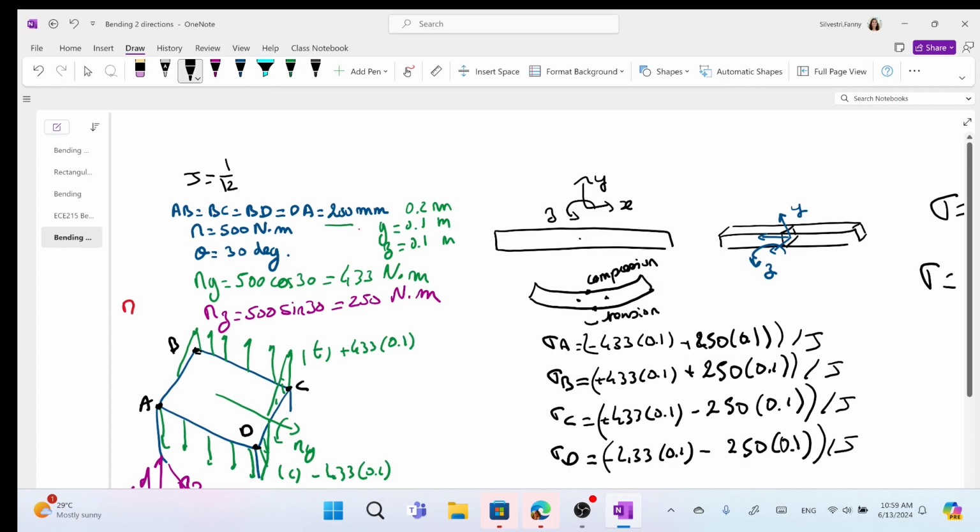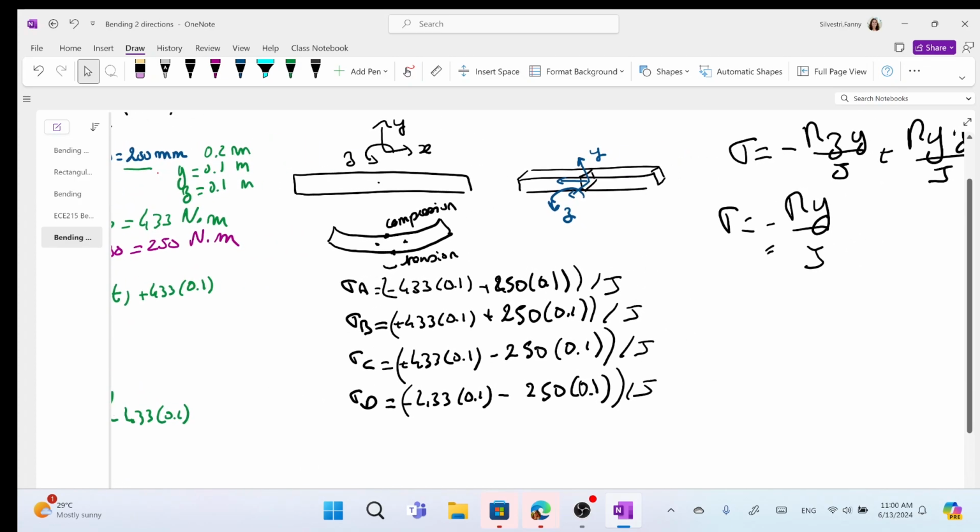equal 1/12 of b h cubed. It's a square, so 1/12 of the side, which is 0.2, to the fourth, and this is 1.33 times 10 to the minus fourth meter to the fourth, right? At the minus fourth. Okay, so we got, let me replug my data correctly, 5 and 30.